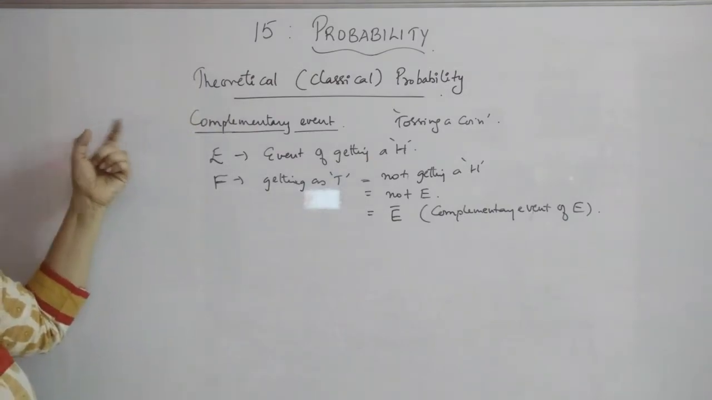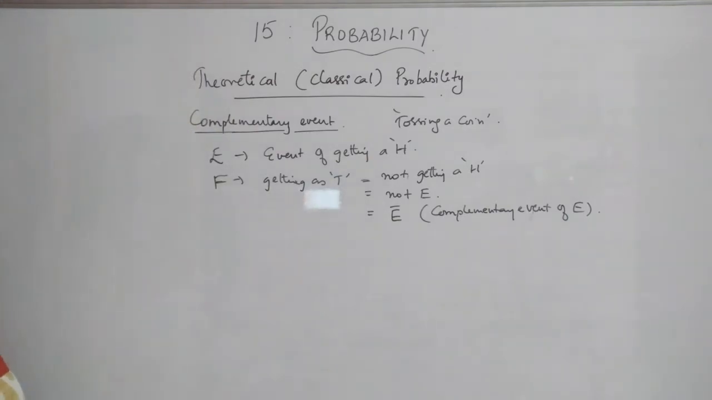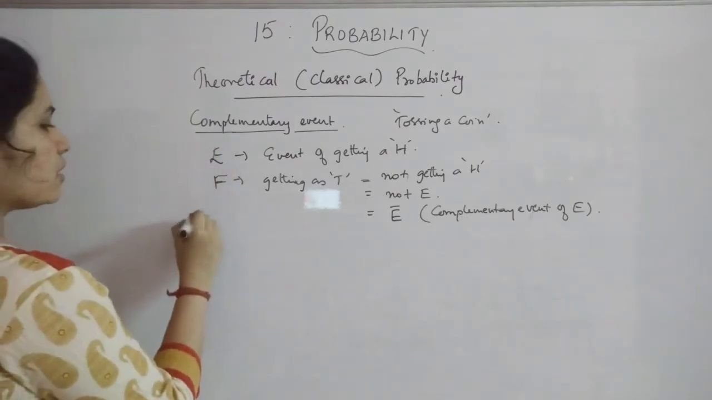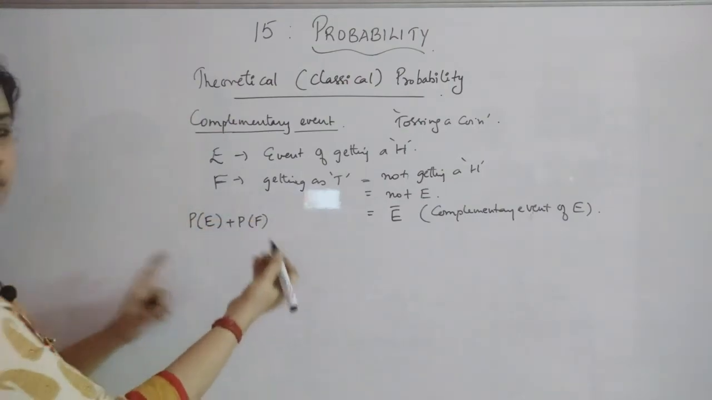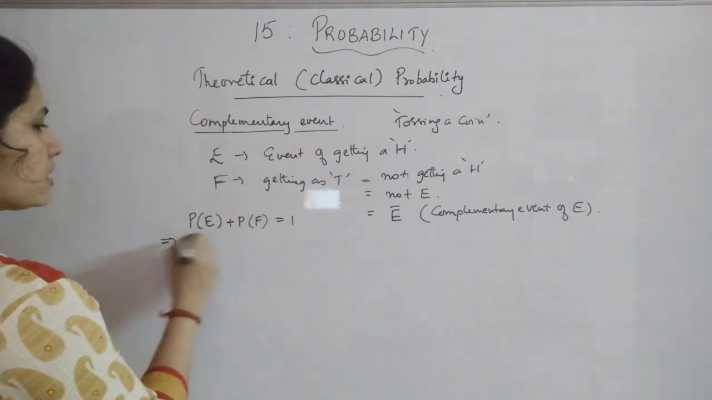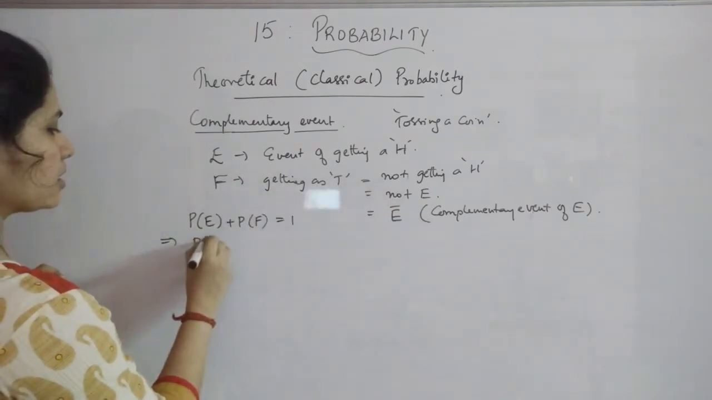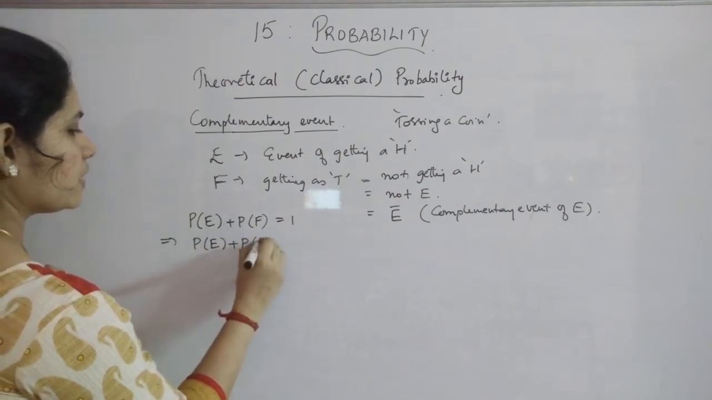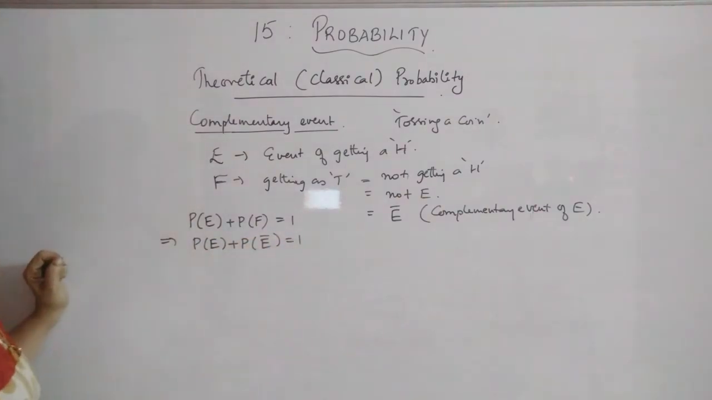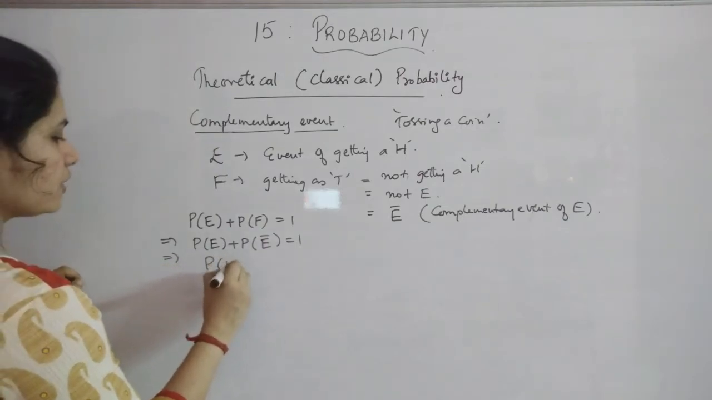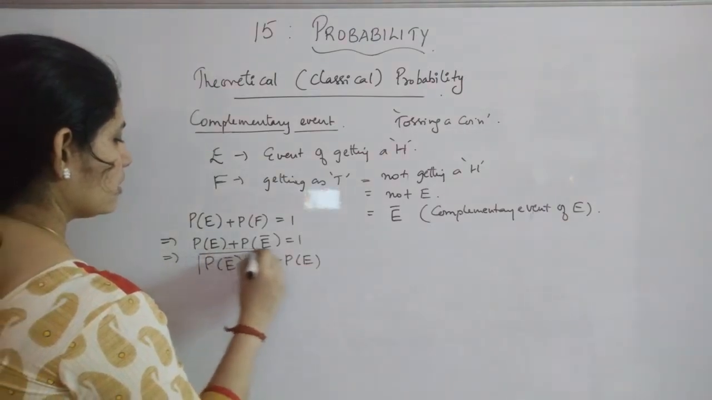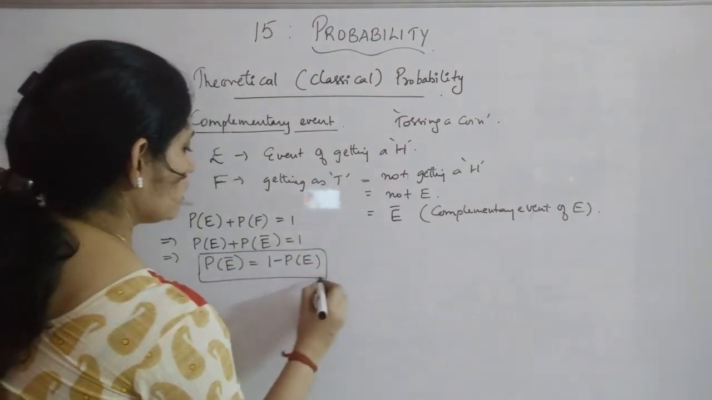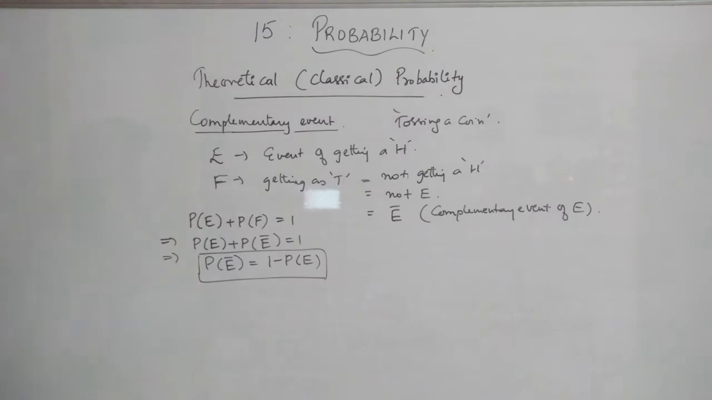If E is an event, then E bar is the complementary event of E, and it is denoted by E bar. Now again we know that P of E plus P of F will give you half plus half, 1. I am just replacing F with E bar, so I can write P of E plus P of E bar is equal to 1, or P of E bar is equal to 1 minus P of E. So this is the relation connecting the probability of the event and its complementary event.